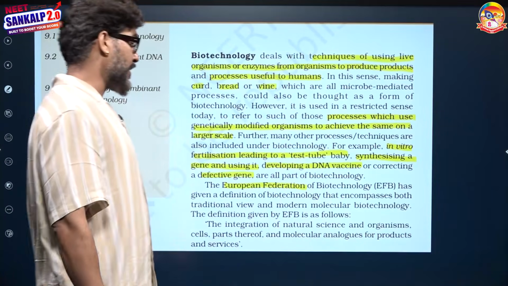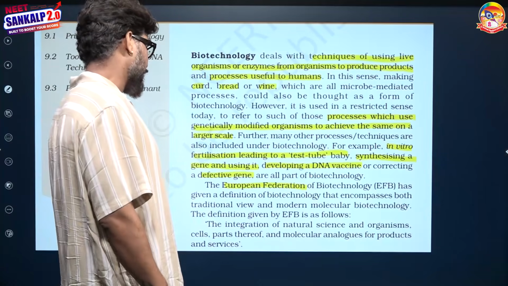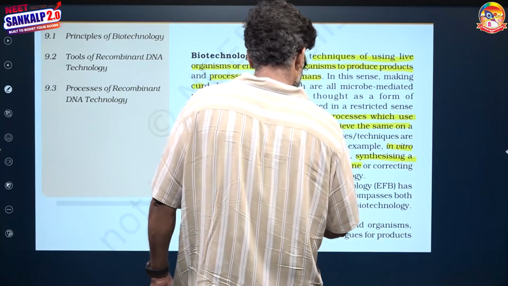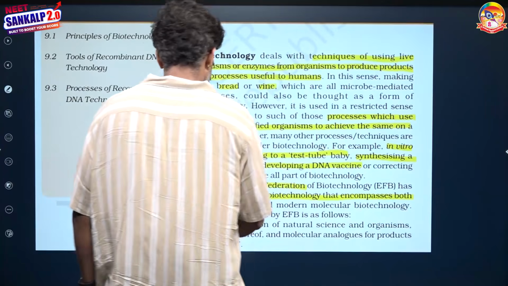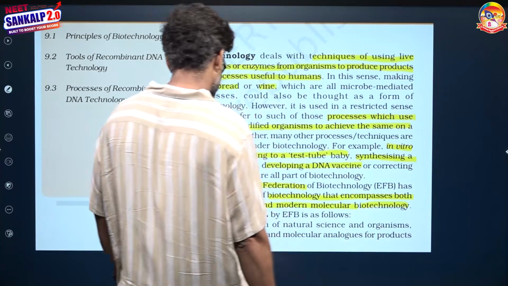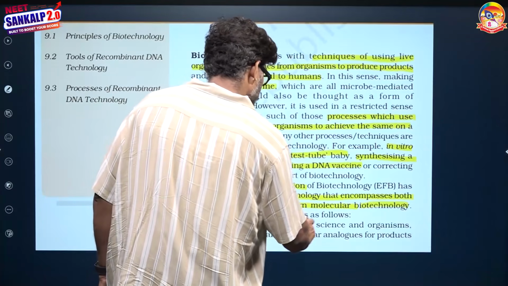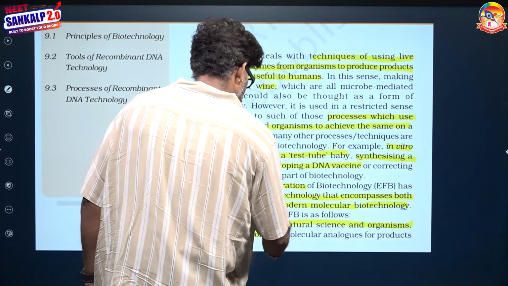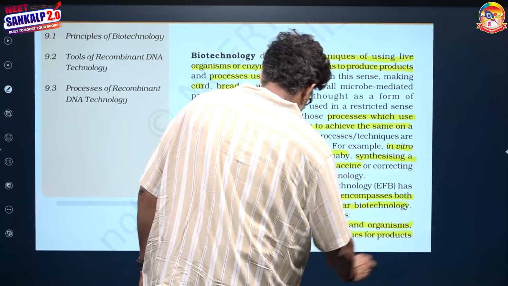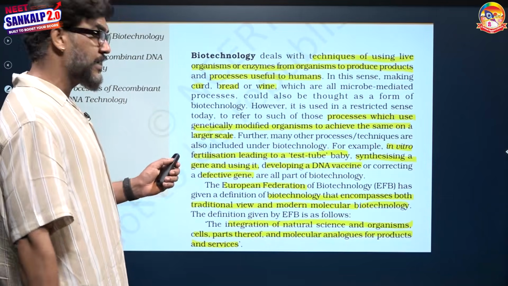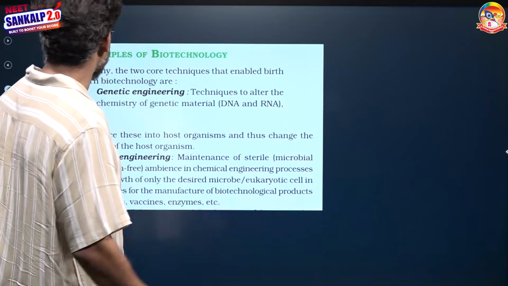According to the European Federation of Biotechnology, biotechnology encompasses both the traditional view and the modern molecular biotechnological view. What is it? Integration of natural science and organisms and their cells, parts and molecular analogues to produce products and services of human interest. That is the European Federation definition.